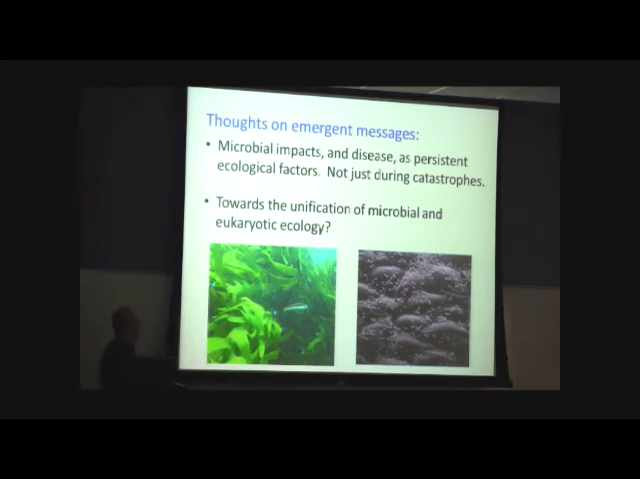But it's possible. And finally, I'd like to think that we as a community of ecologists can move towards the unification of microbial and eukaryotic ecology. Because as I say, if you ignore the greatest proportion of diversity on the planet while trying to arrive at general ecological principles, you're missing something pretty significant.